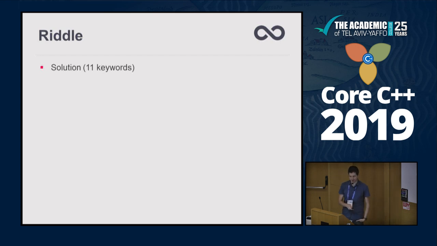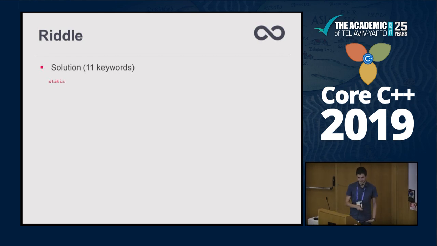The solution he gave includes 11 keywords in sequence. No operators, no nothing. It goes like this: static. Anyone wanna guess? Okay, inline, thread_local, constexpr, that's right, const volatile, unsigned long int.